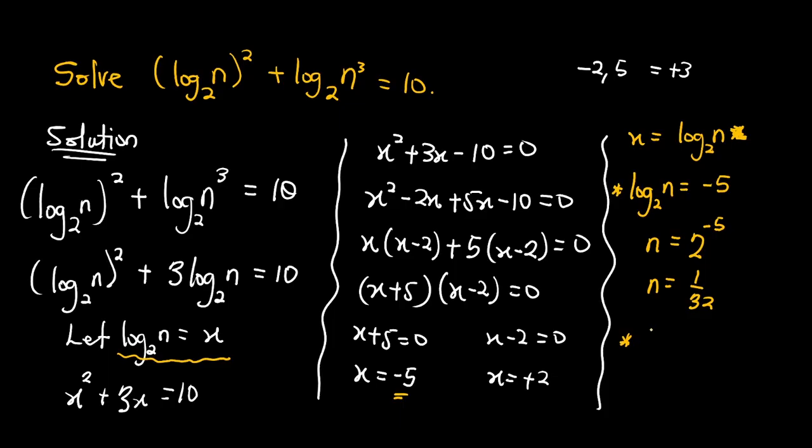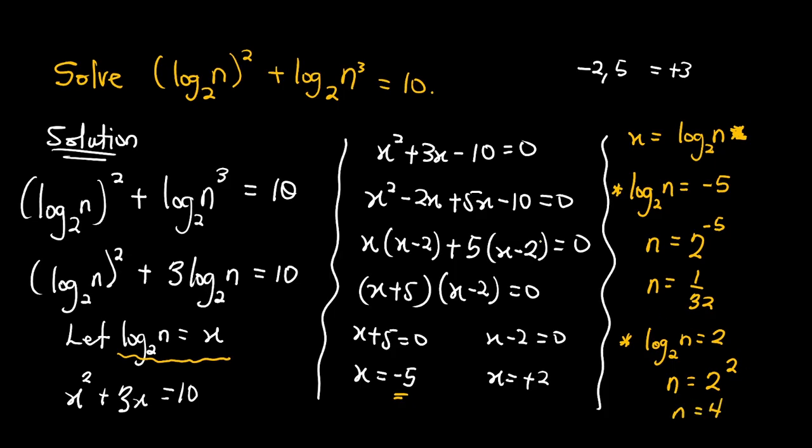For the second case, we will have log base 2 of n equal to positive 2. And so therefore, our value of n will be equal to, the base here will come and carry this. So we'll have 2 power 2. And so n is therefore equal to 4.